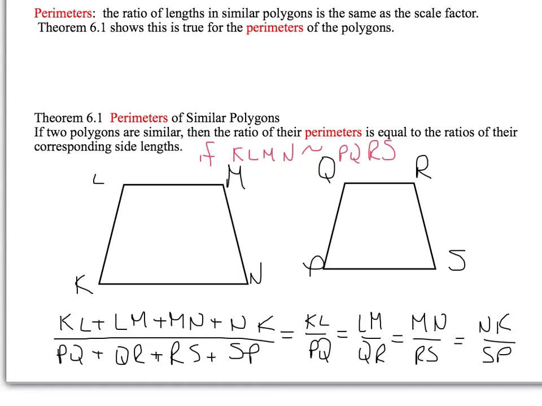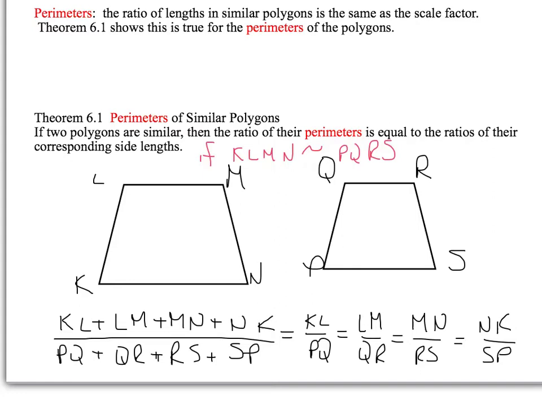Okay, we're in lesson 6.1, part 2. We're going to start out with a few definitions, as almost always. First of all, perimeters. So with similarity and congruence, we have some special things about perimeters. The ratio of lengths in similar polygons is the same as the scale factor. Okay, the ratio in lengths.